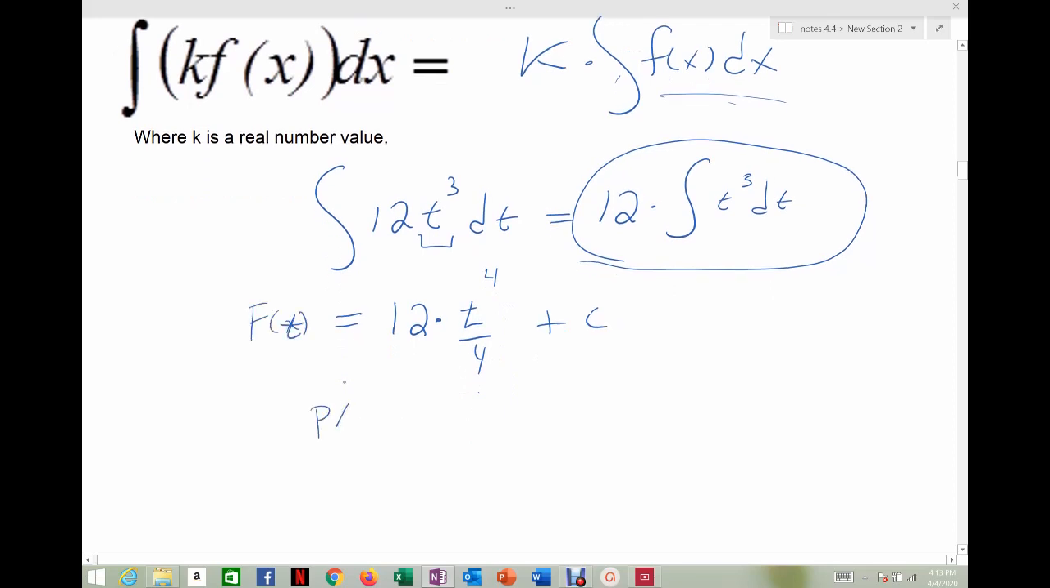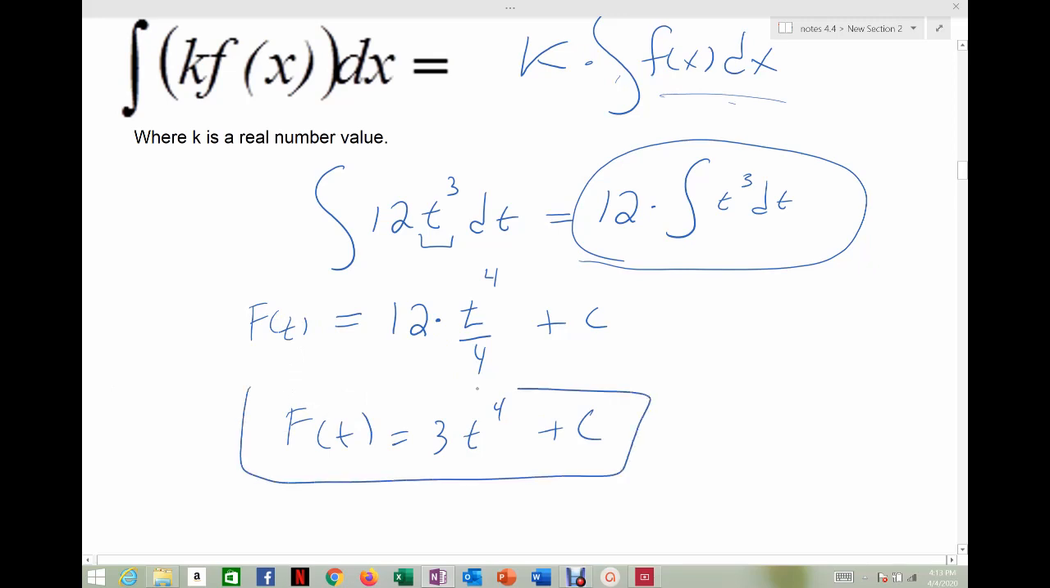And so the family of antiderivatives, when I simplify, because I can take 4 and divide it into 12, is going to be 3t to the fourth plus c. And a quick check is, if I took the derivative of that, I would get back to my original function up here. Because when I take the derivative, I take 4 times 3, that gives me my 12. And 1 degree less gives me my 3, and so it does check.